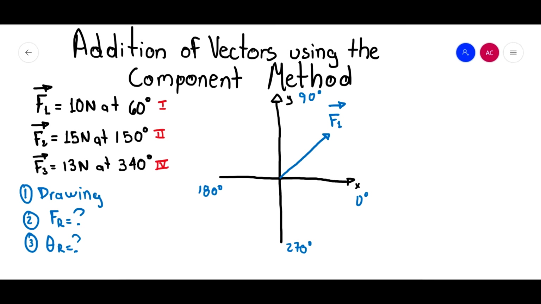The force 2 is something like this. Let's draw it. Force number 2, and the force number 3 will be this one, force number 3. This is the angle of the force number 1, this is the angle of the force number 2, and this is the angle of the force number 3.